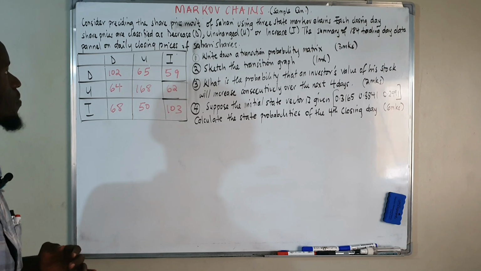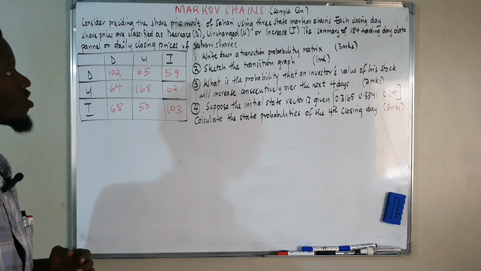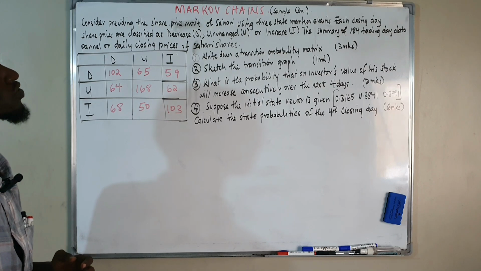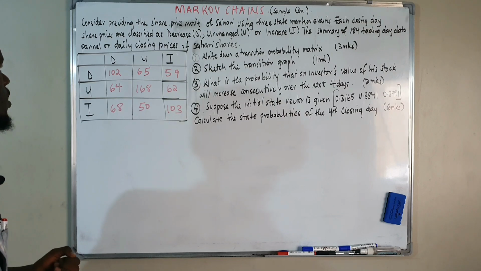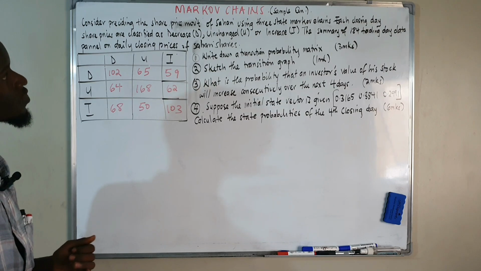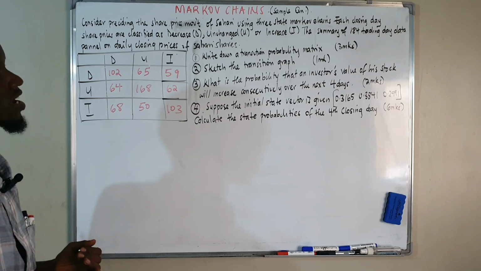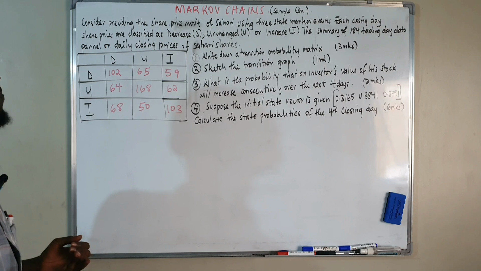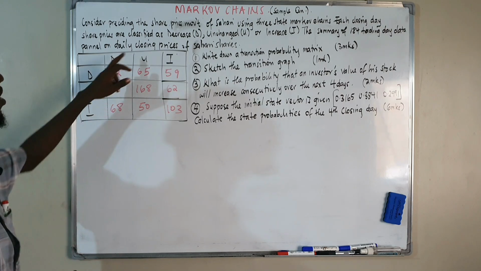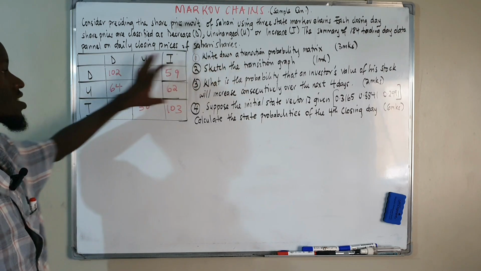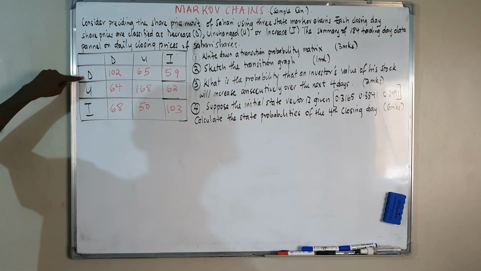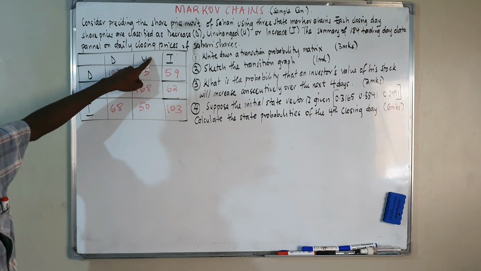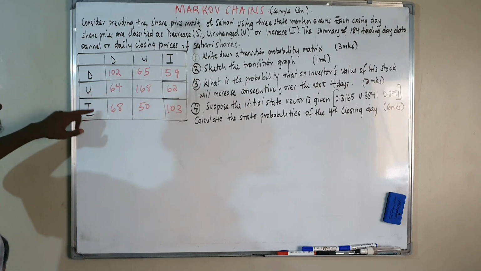It says: consider the share price movement of Sahari, a company, using three-state Markov chains. Each closing day, share prices are classified into a decrease D, unchanged U, and increase I. The summary of 180 trading days data of the daily closing prices of Sahari shares is this one. Here it is a decrease, and unchanged, and then increase, unchanged, increase.